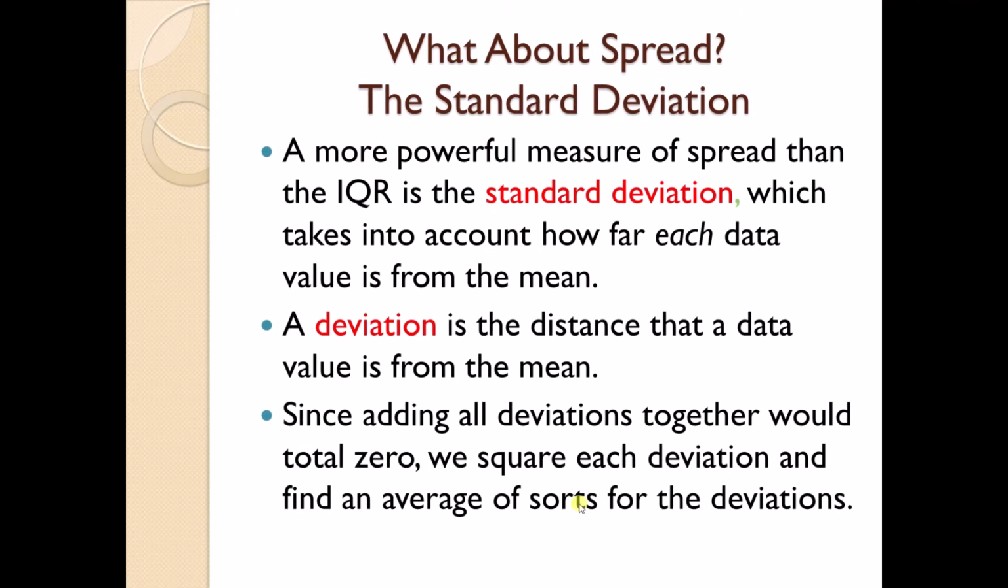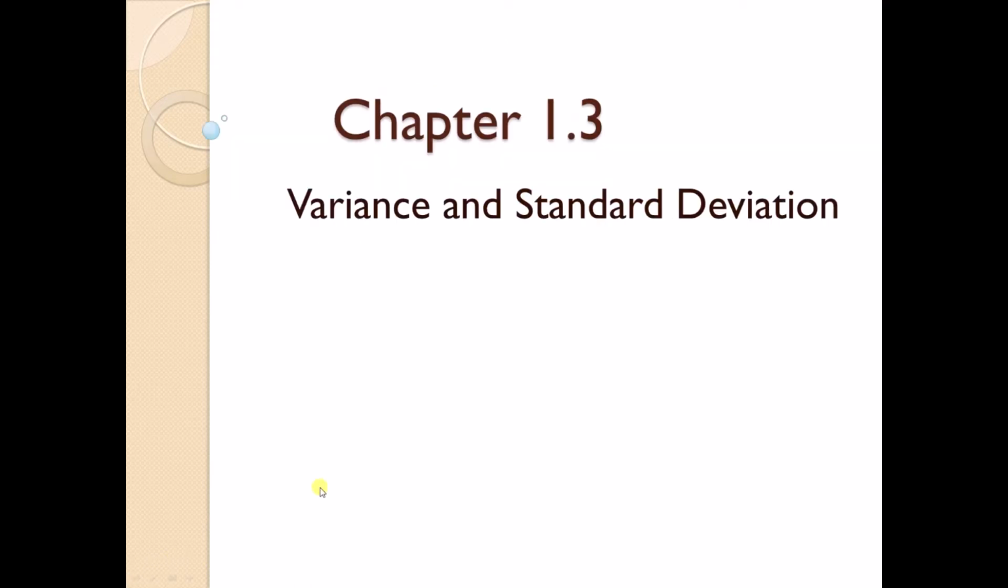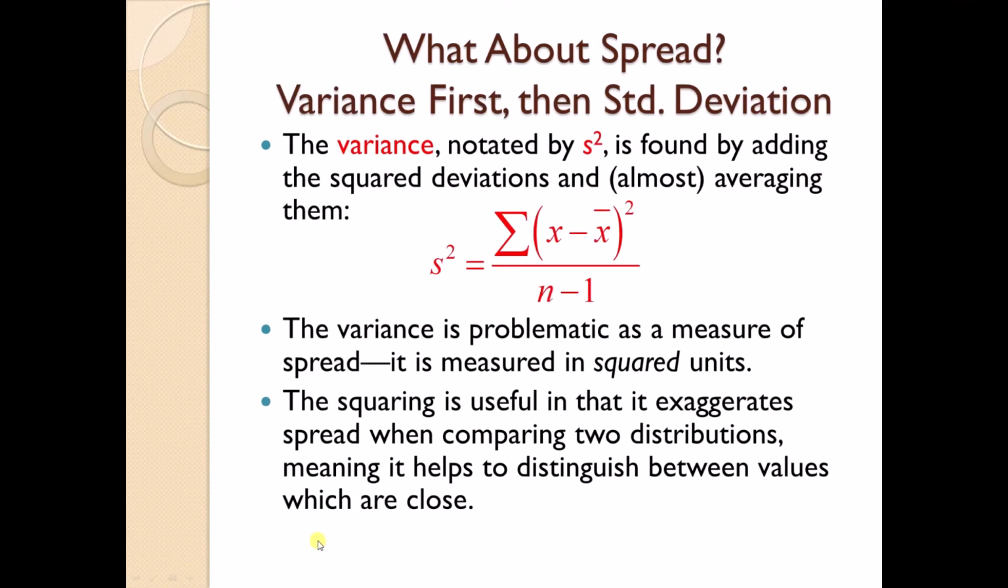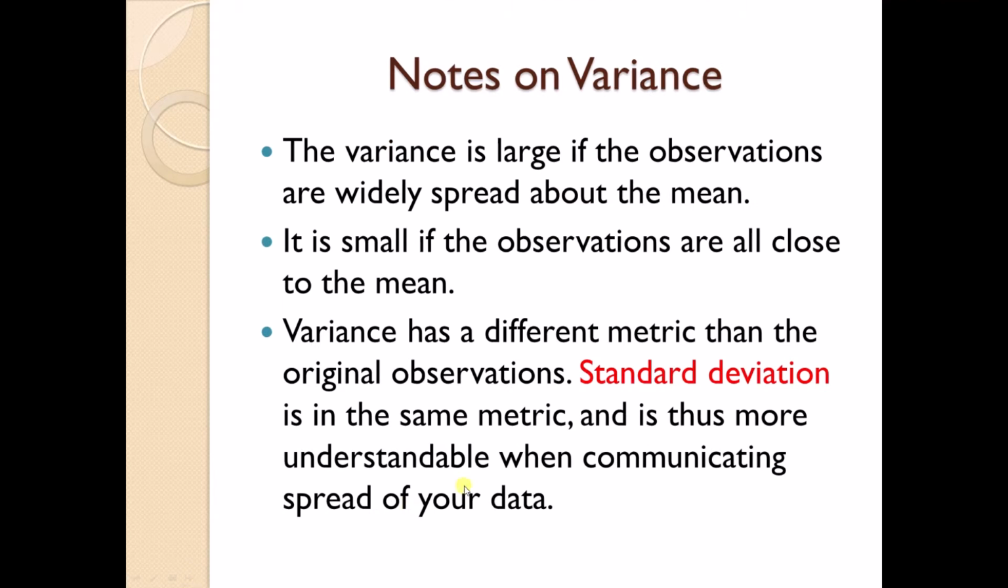So anyway, whoops, that popped ahead. Oh, that popped back. All right, so here we're back. So we're going to get an exaggeration of the spreads, and it does help us to distinguish values which are close. Okay, variance is large if your observations are widely spread about the mean, and otherwise small if they're all close. Again, variance has a different metric than the original observations.